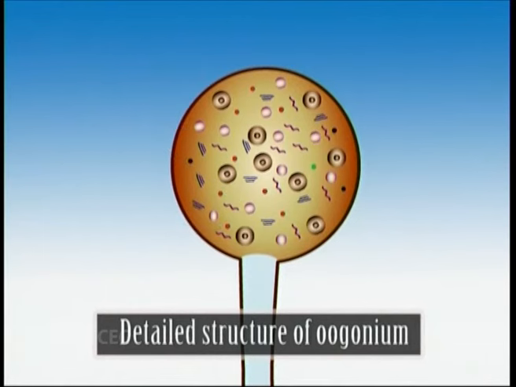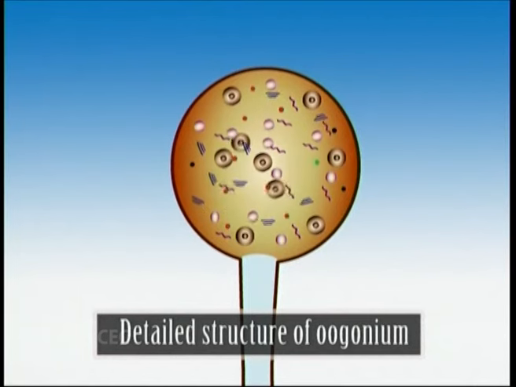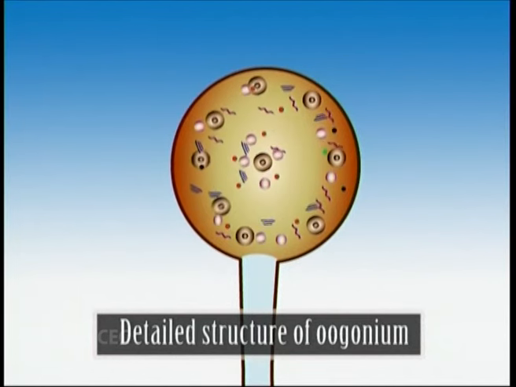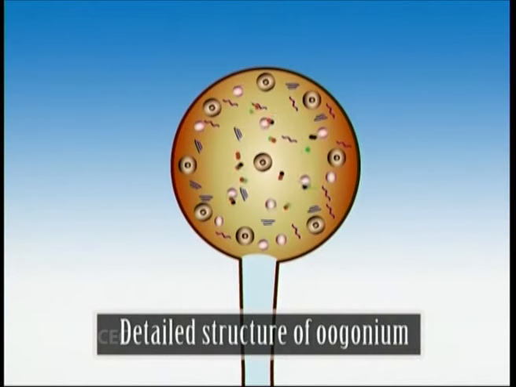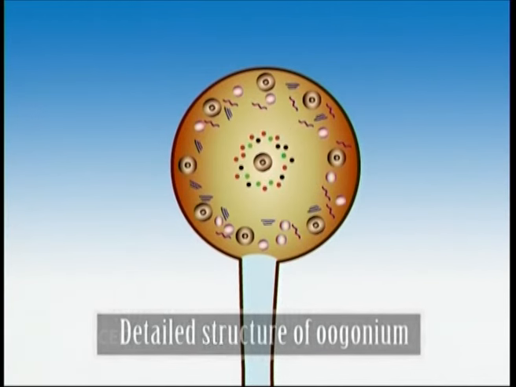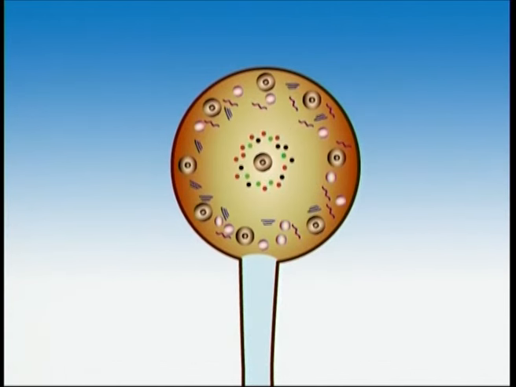In mature oogonium, all the nuclei except one and the vacuoles migrate to the periphery, whereas reserve vesicles and lipid vesicles move inwards and accumulate in its central area. At the time of fertilization, the oogonium is differentiated into two zones.